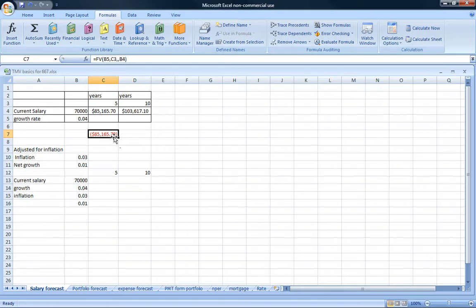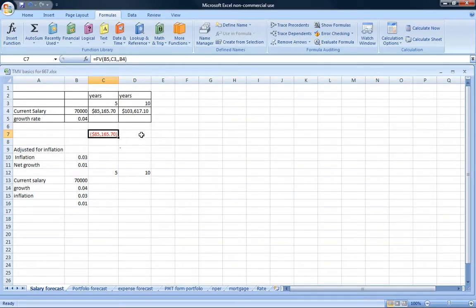Now don't worry about the negative part. The reason it is the way it is, that time value of money logic, is that when you put money in, you're basically giving it up. Okay, and when you take the money out, it will be positive. So the absolute number will still be okay. So if you get a negative number, I wouldn't worry about it.